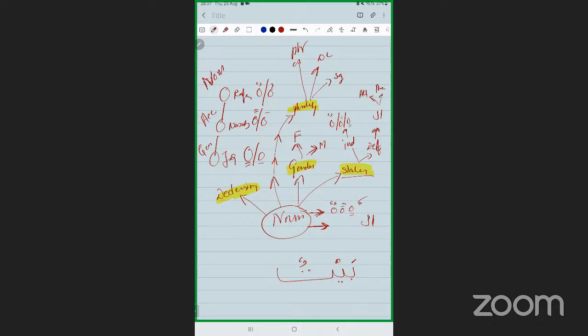Now, which state? You have to find out which state, which we have learned actually. In which state is it? Is it definite or indefinite?